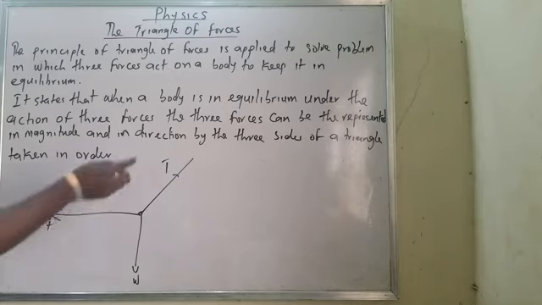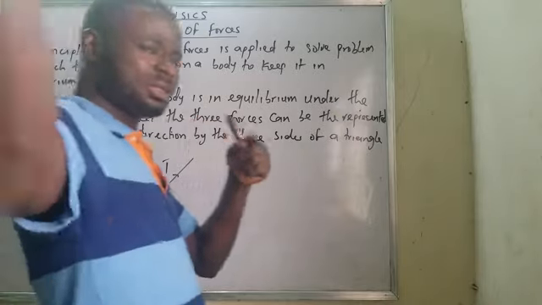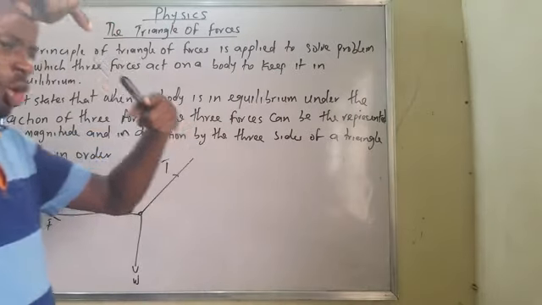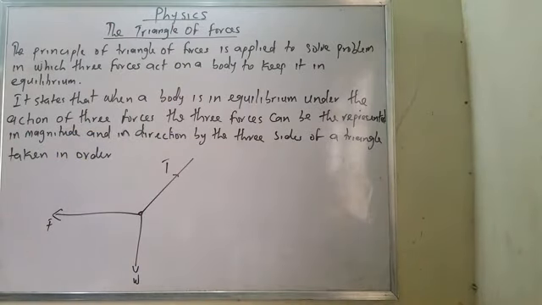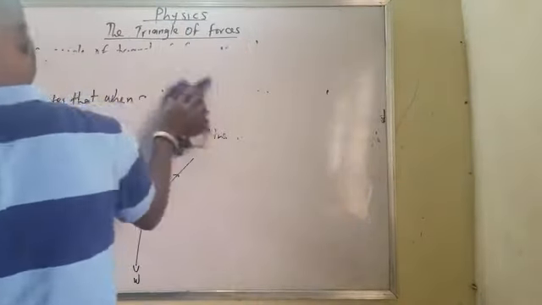Now, look at the tension, look at the force, and look at the weight. That is what I'm trying to explain. It means there are three forces connected to a point, and that is an equilibrium. Now, let me try to make an example in this regard for you to understand what I'm trying to explain.